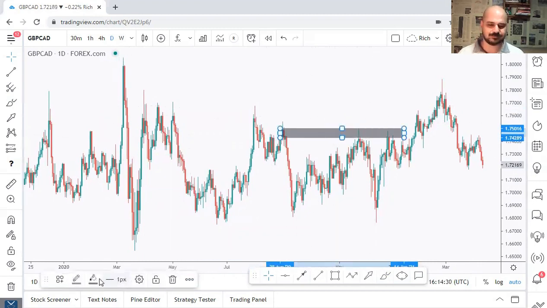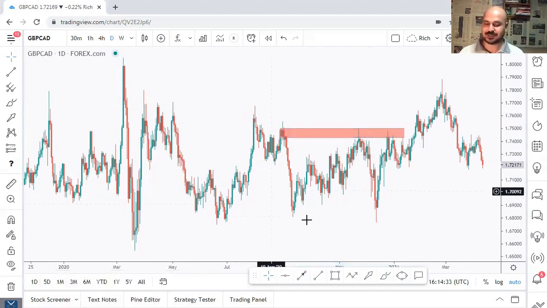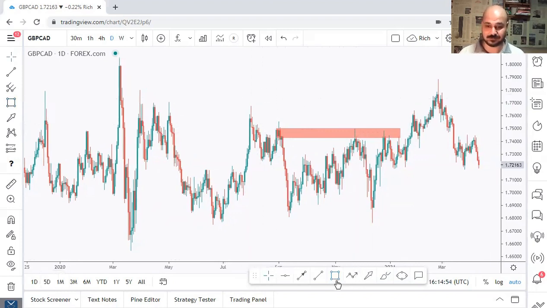So let's make it in red for the supply. Yes, let's do it. So this is the supply. Because we took a demand example the last time on GBP, we'll take this example for supply on GBP CAD. But before we do that, let's just find some demand zones here before we do the example, and then it will be the end of the video.